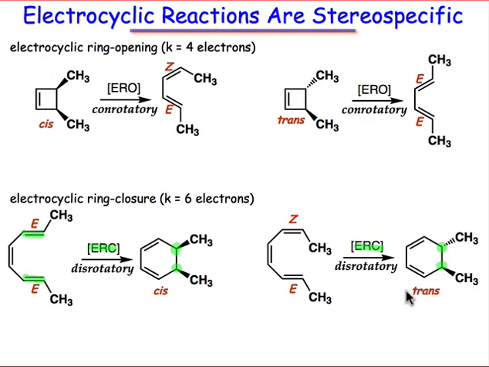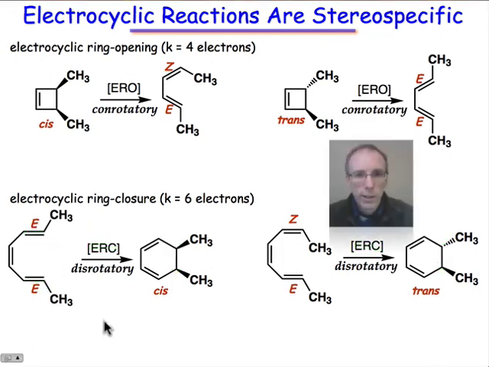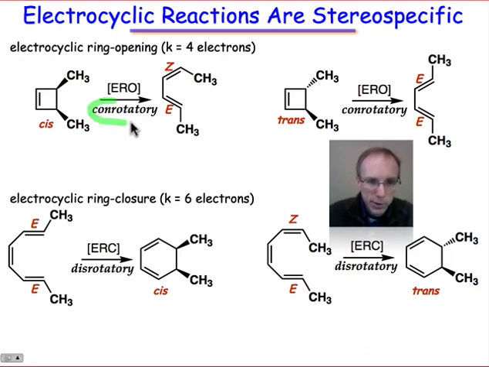Again, we know that this is a stereospecific process because the product stereochemistry, trans or cis, is determined by the stereochemistry of the starting materials, ZE or EE. In the next webcast, we want to understand why the 4 pi electron system goes by a conrotatory process and why the 6 pi electron system goes by a disrotatory process.